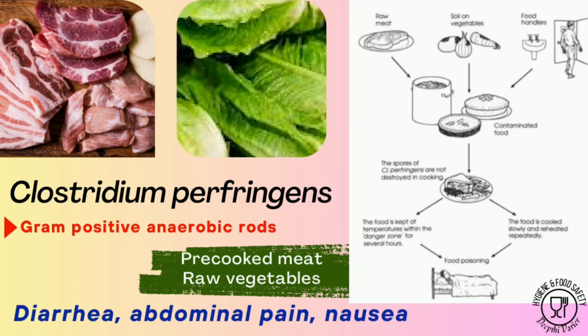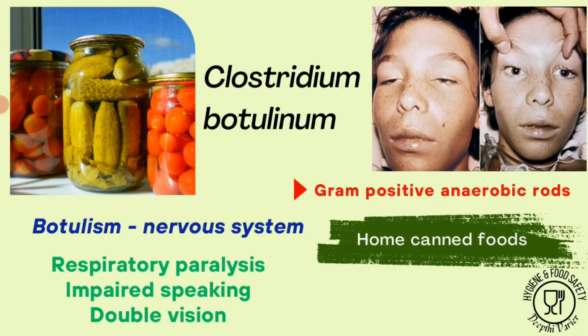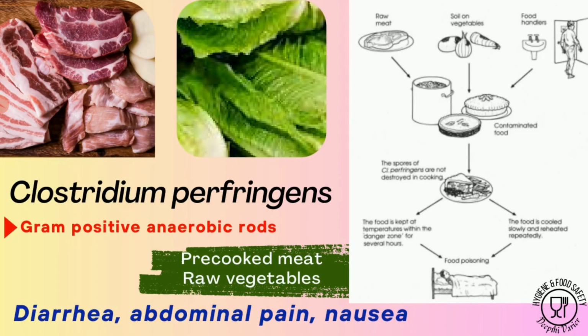The fourth one is Clostridium. So we'll be talking about two species of Clostridia. One is Clostridium perfringens and the other one is Clostridium botulinum. Both of them are foodborne. What happens here is they are actually gram-positive anaerobic rods, which means they cannot grow in the presence of oxygen.